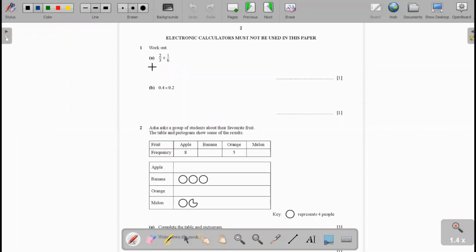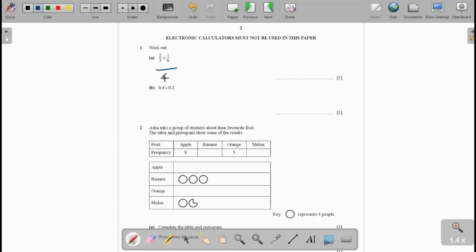Question 1. Work out part A: 2 over 3 plus 1 over 6. We see that the denominators of both fractions are not the same. Firstly, we make the denominators the same. Now we take the LCM. The LCM of 6 and 3 would be 6. Now we write it as 6.